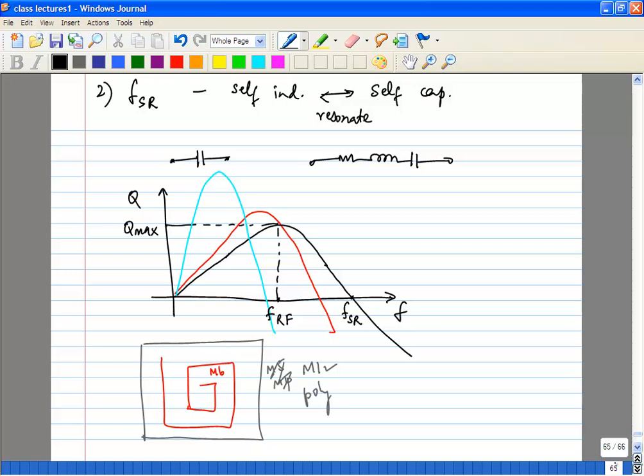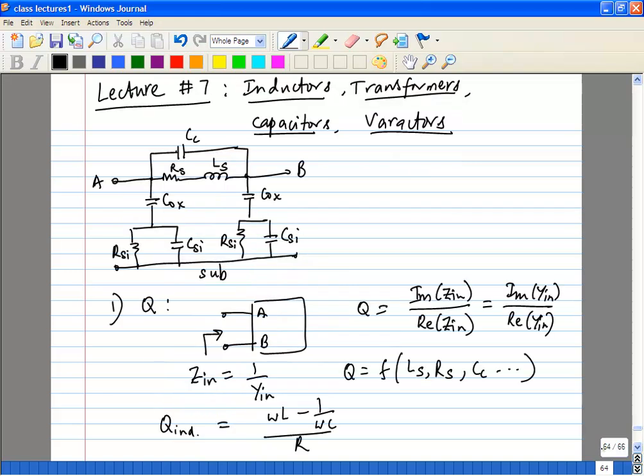So remember, the self-resonant frequency is decided by your Cox and your CSI, and CC is usually a much smaller effect, because it will usually be in femtofarads, whereas Cox and CSI could be in several tens or hundreds of femtofarads.